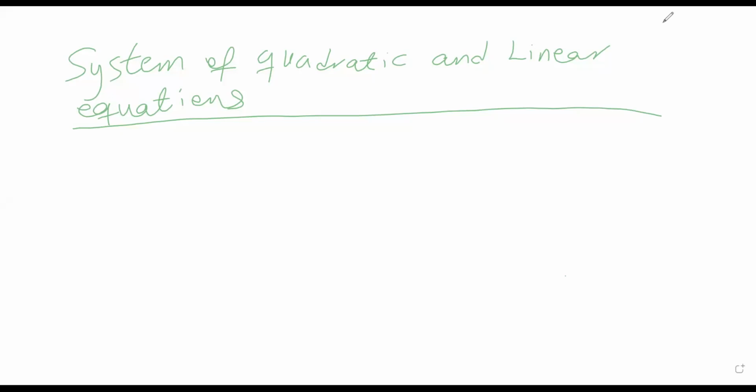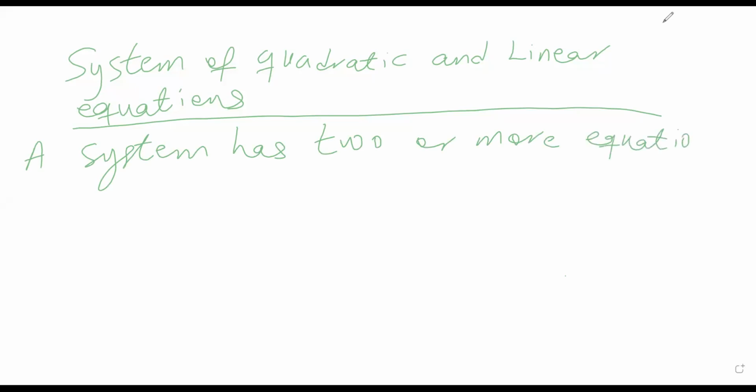Today we're talking about systems of quadratic and linear equations. From your previous lessons on systems of inequalities and systems of linear equations, we know that a system has two or more equations. So what does it mean to have a system of quadratic and linear equations? It means that you have at least one quadratic equation and one linear equation.